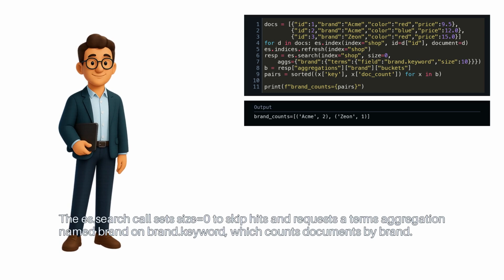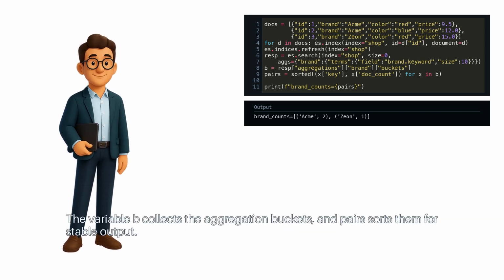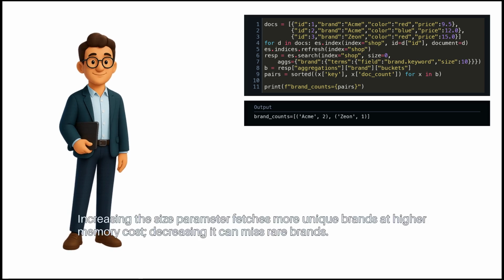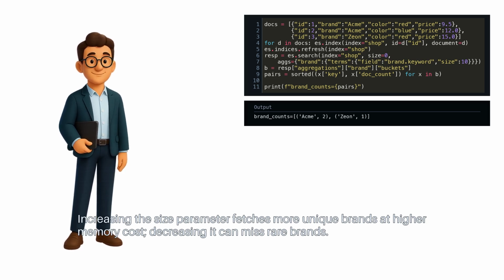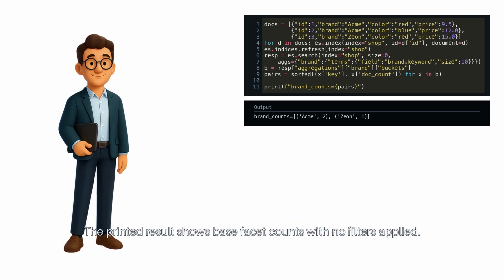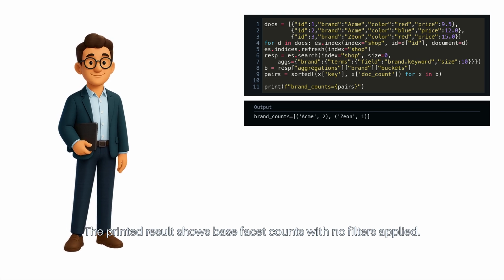The es.search call sets size equals 0 to skip hits and requests a terms aggregation named brand on brand.keyword, which counts documents by brand. The variable b collects the aggregation buckets and sorts the pairs for stable output. Increasing the size parameter fetches more unique brands at higher memory cost. Decreasing it can miss rare brands. The printed result shows base facet counts with no filters applied.